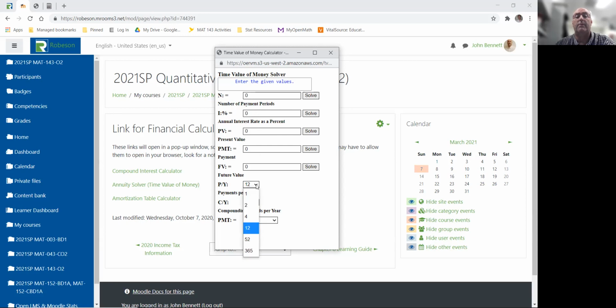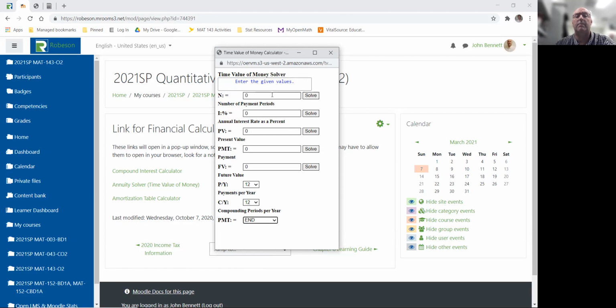You also have options for how often you make payments, either annually, semi-annually, quarterly, monthly, weekly, or daily, and how often the interest is compounded. You have all of those same choices. You can also choose whether the payment is made at the end of each period or at the beginning of each period. In most cases, unless the book specifically says otherwise, you can just leave that set to end of the period. So let's do an example.